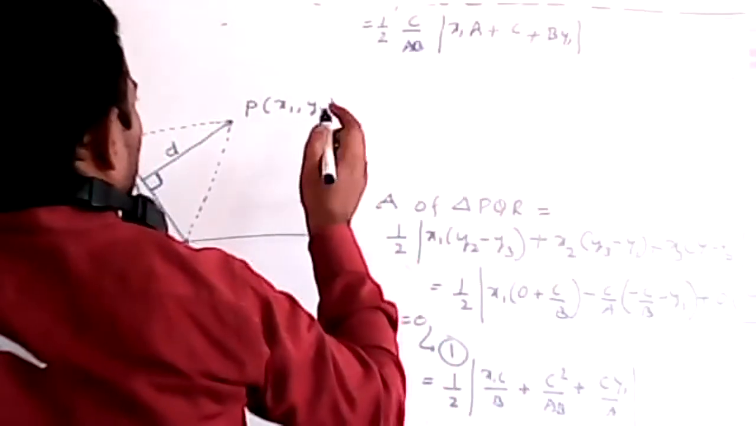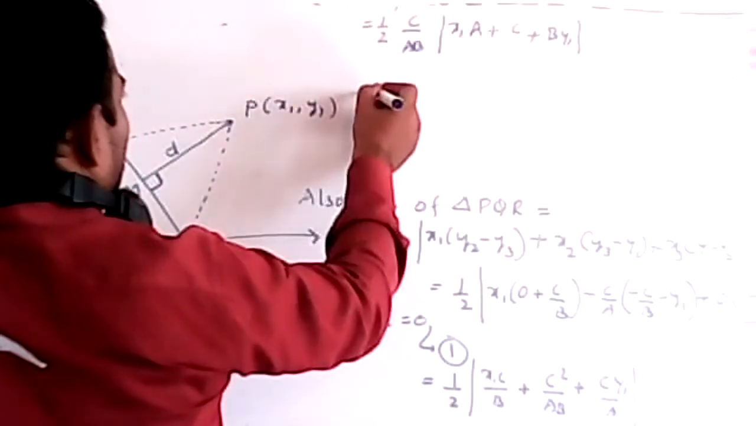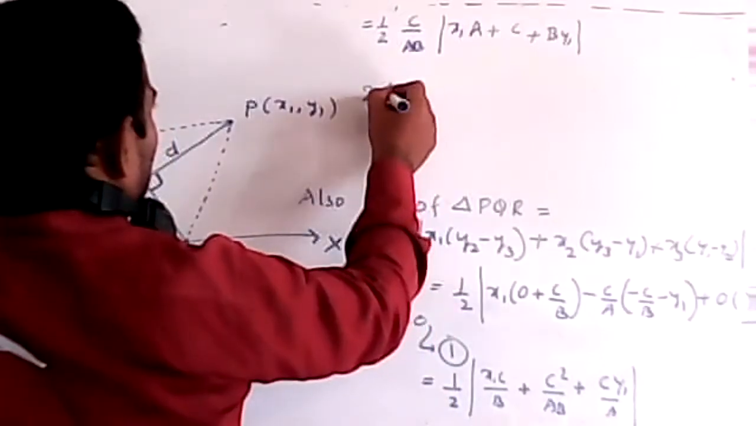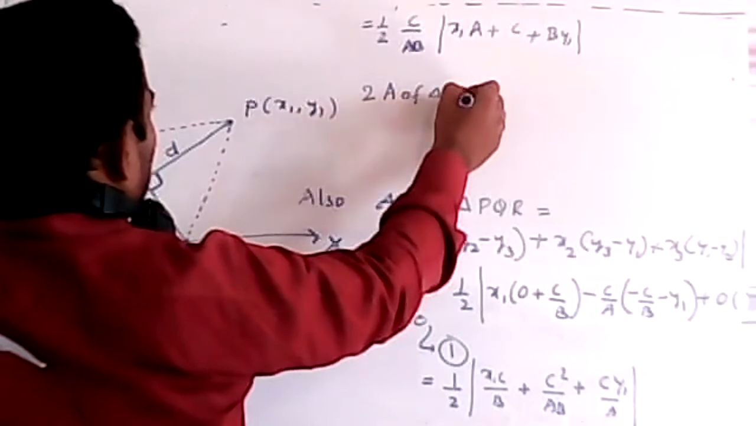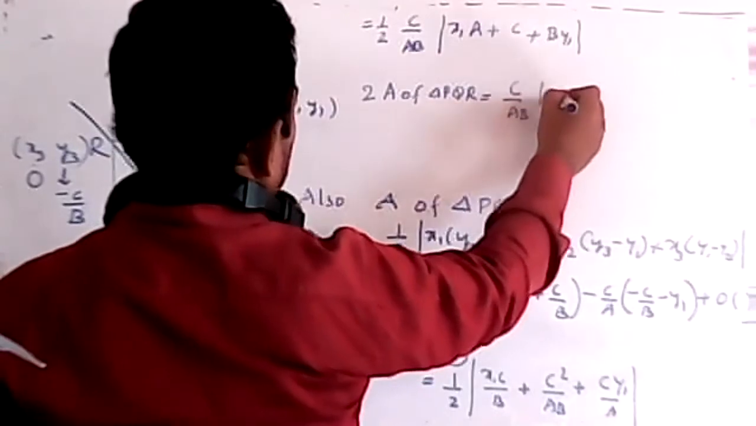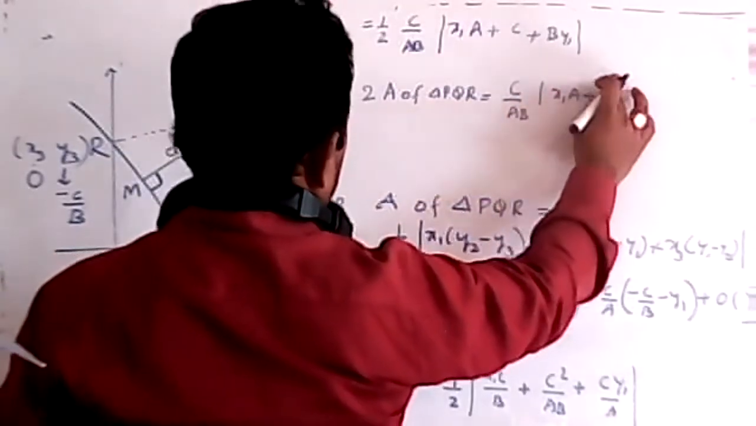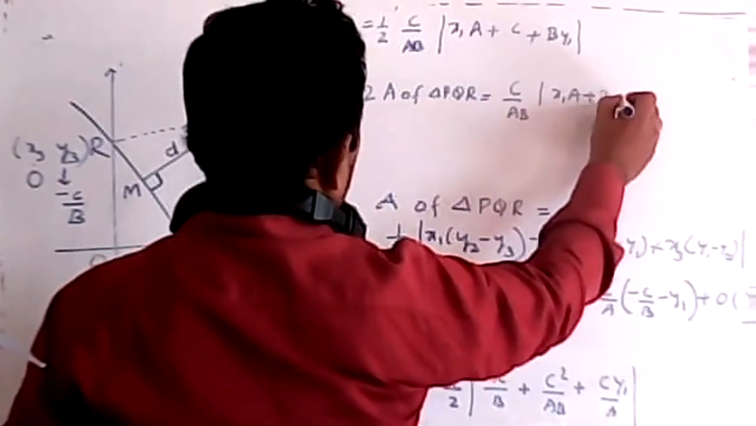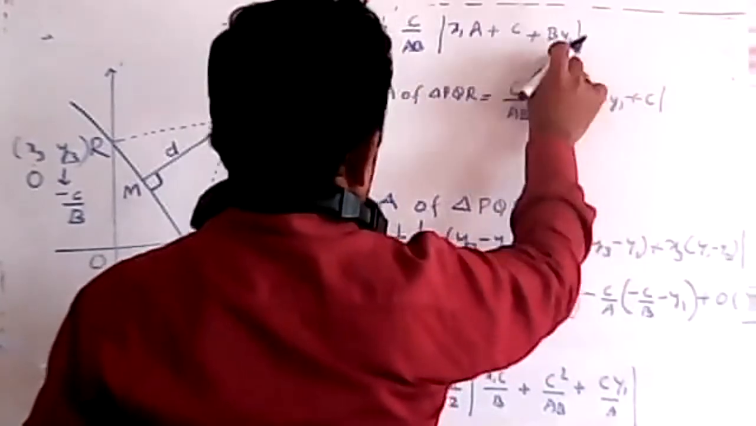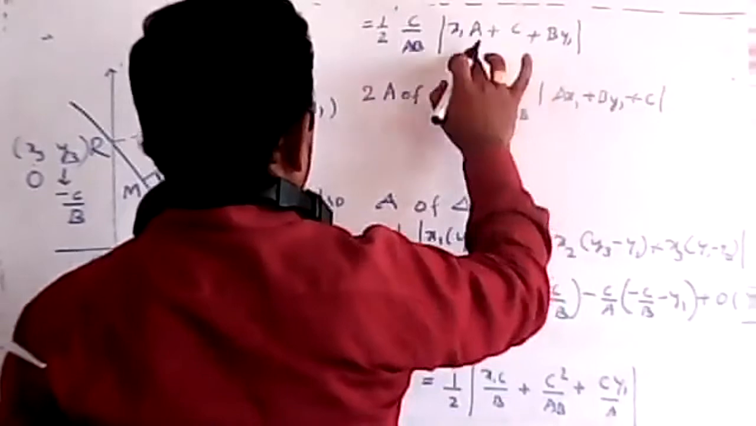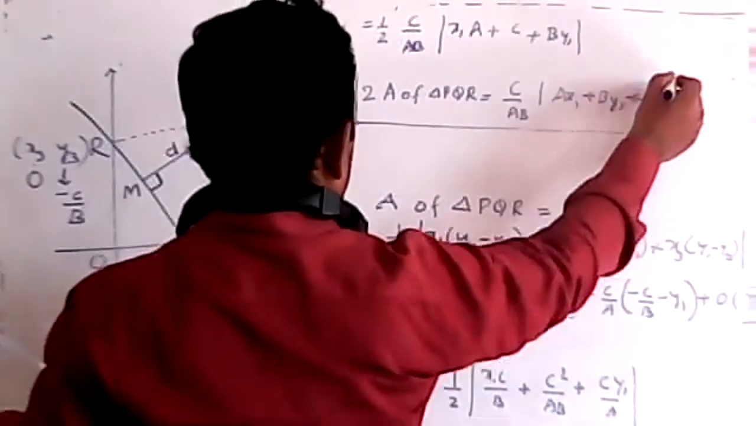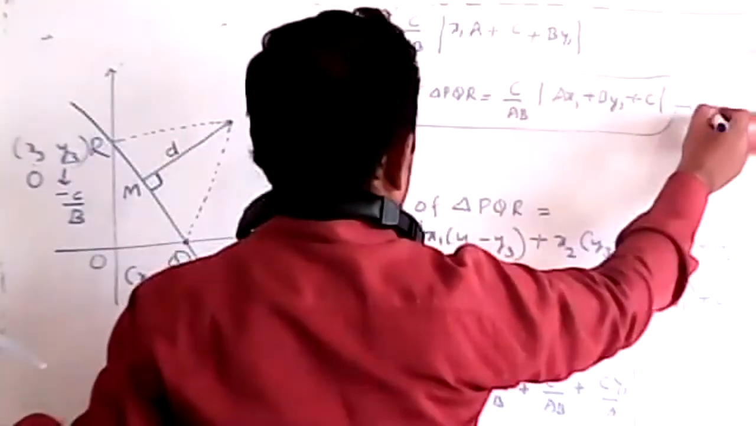Now, this 2 I will transfer here. After transferring, the 2 goes that side. 2 times area of triangle PQR is equal to c by ab into mod of x1 a plus c plus b y1. I can write a x1, nothing changes, everything is same. Addition is commutative. Okay, this I will call equation number 2.